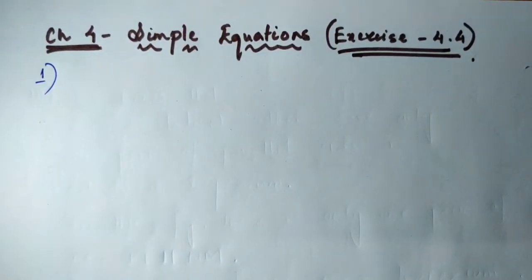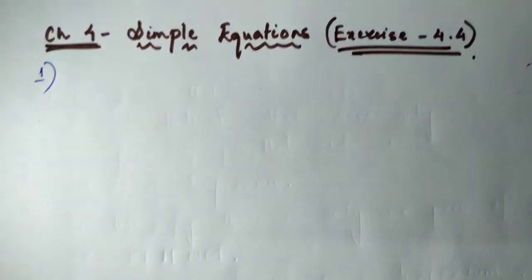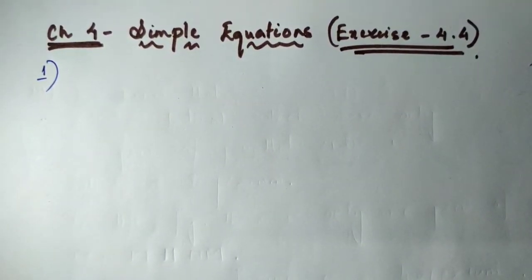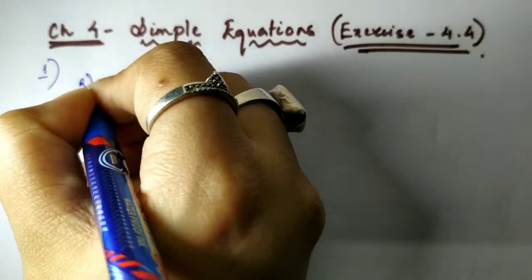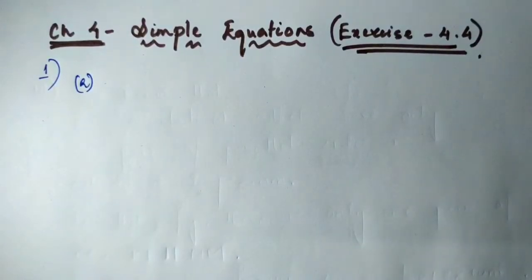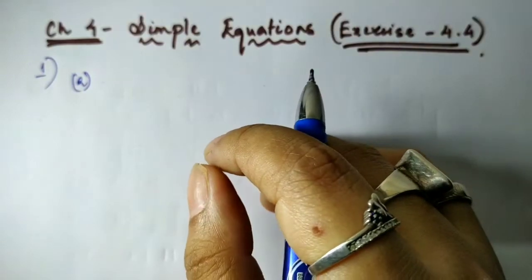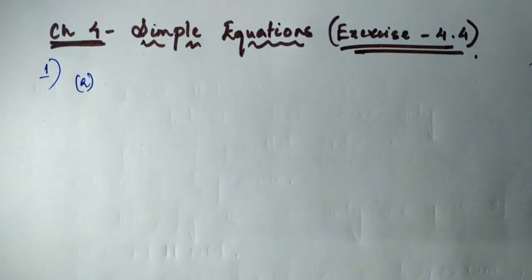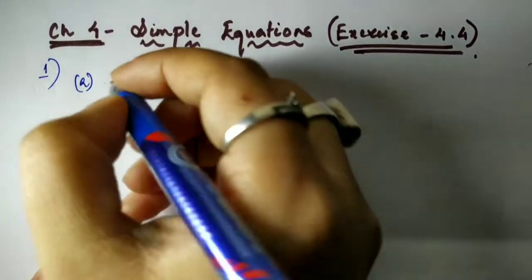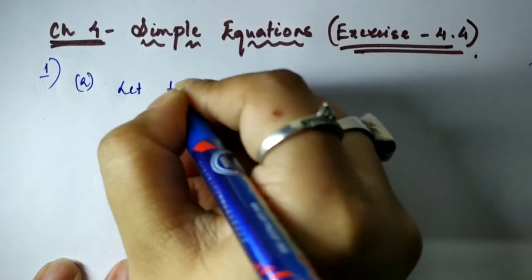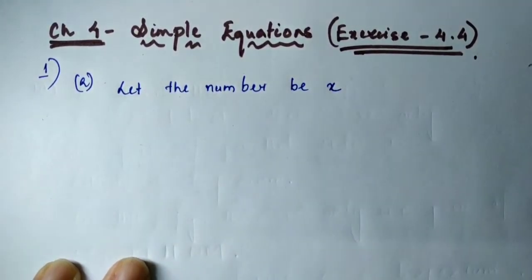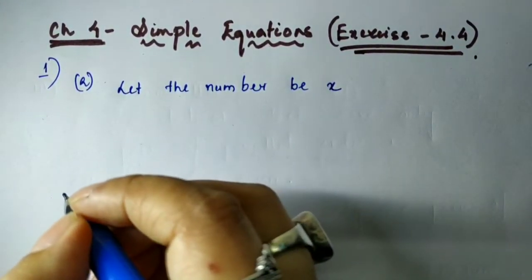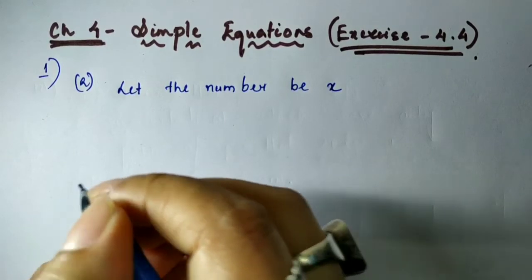What is given in question number 1 is: set up equations and then solve them to find the unknown numbers in the following cases. So first question is given, number A. We have to first set up the equation, then find out the unknown numbers by solving the equation that we form. Now the first one is given as: add 4 to 8 times a number, you get 60. So what is my number? I'll consider the number is not given. Let the number be x.